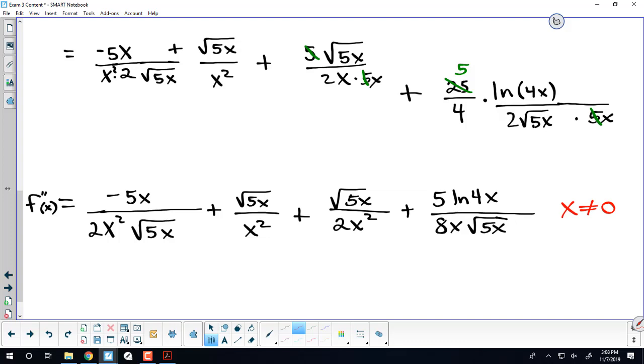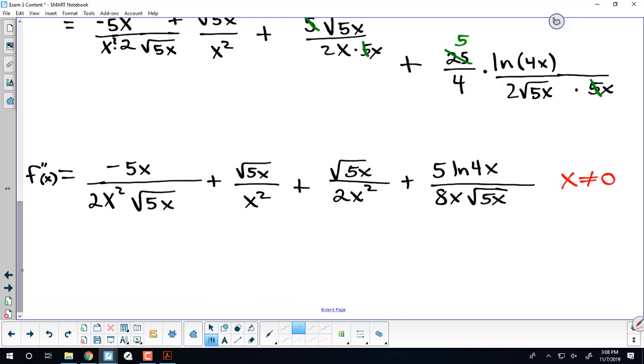And then, I don't know, maybe the best thing to do here is just to get a common denominator, because we're trying to figure out where the second derivative is equal to 0. We just need to figure out where the numerator is 0. So what's our common denominator? 2x squared, 8x squared root 5x. Remember, if it's kind of overwhelming, just multiply all the denominators together.